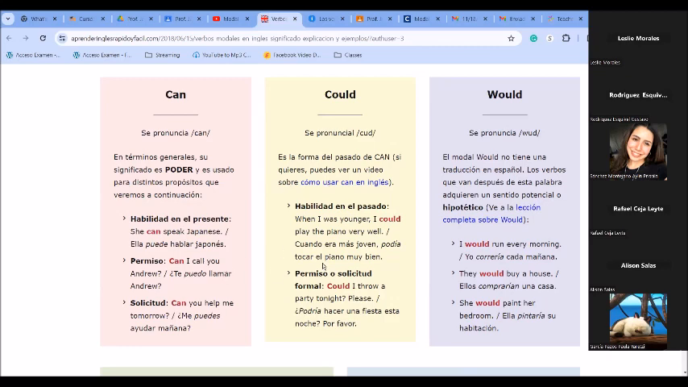El modal would no tiene una traducción en español. Los verbos que van después de esta palabra adquieren un sentido potencial o hipotético. I would run every morning. Yo correría cada mañana. They could buy a house. Ellos comprarían una casa. She could paint her bedroom. Ella pintaría su habitación.